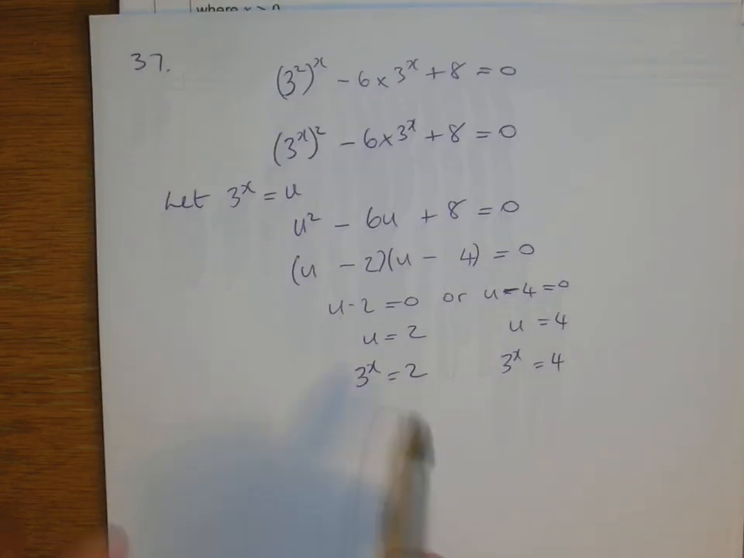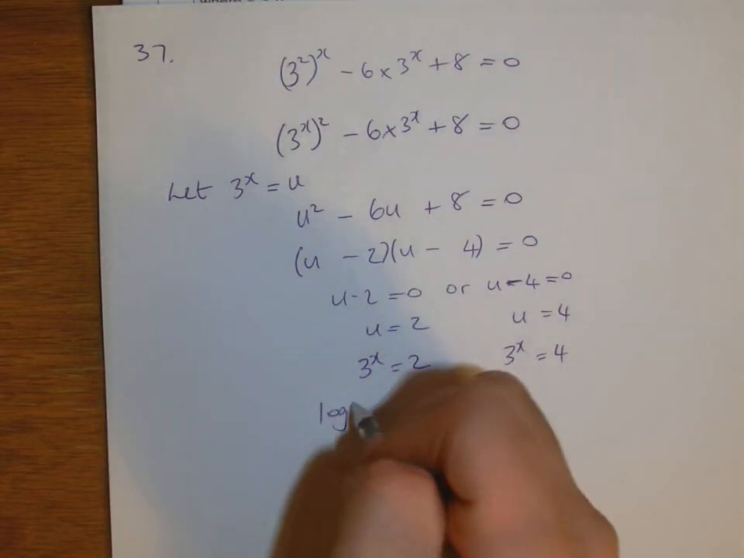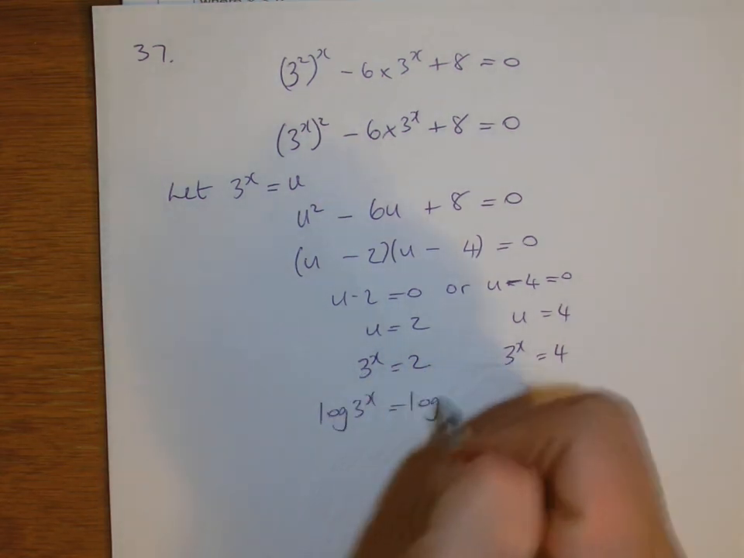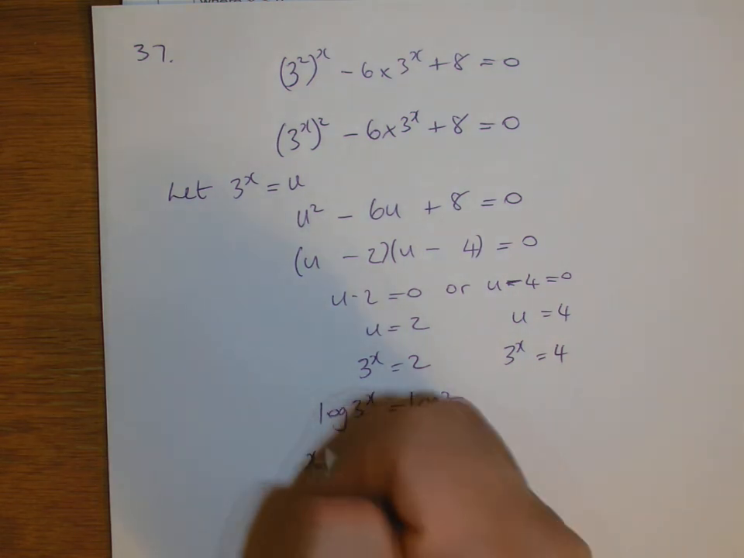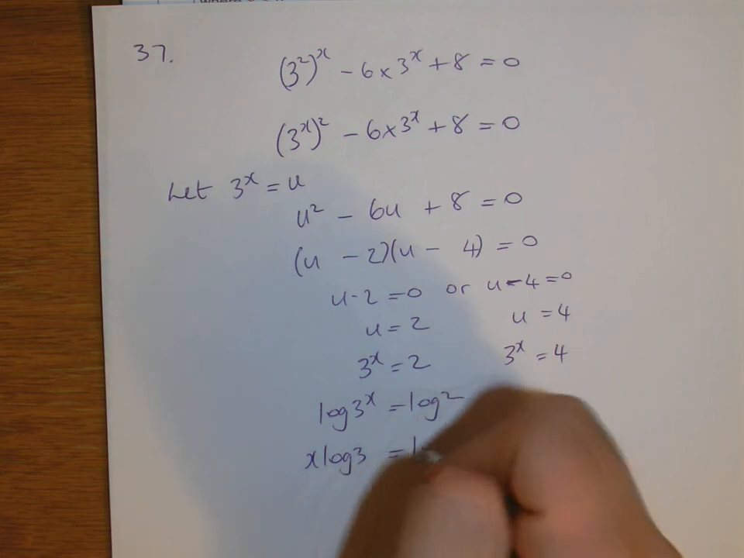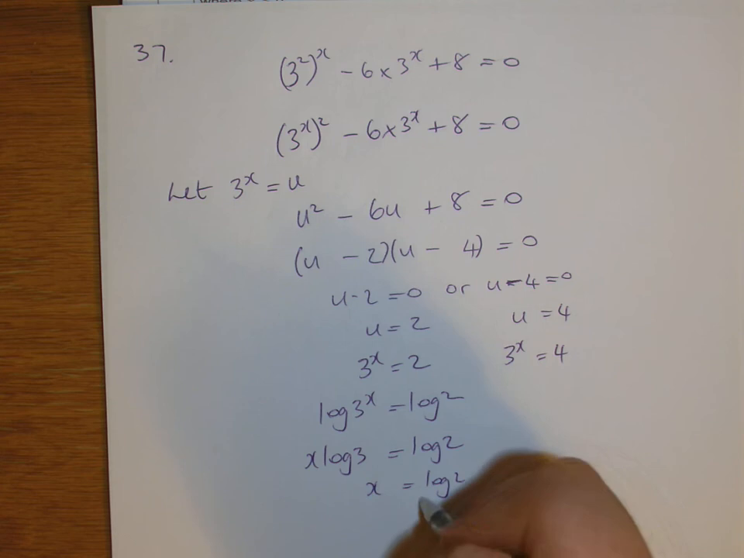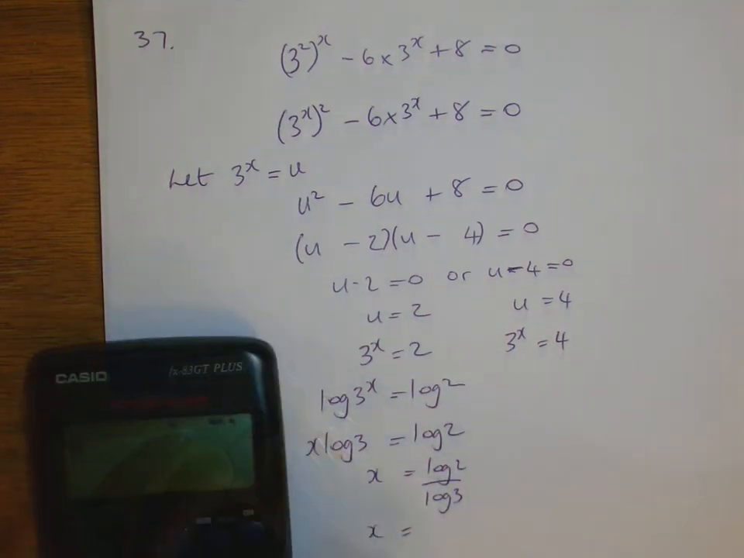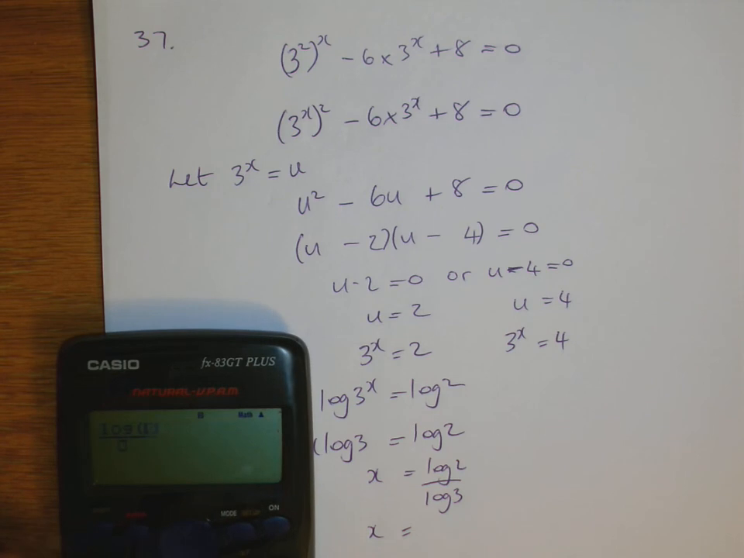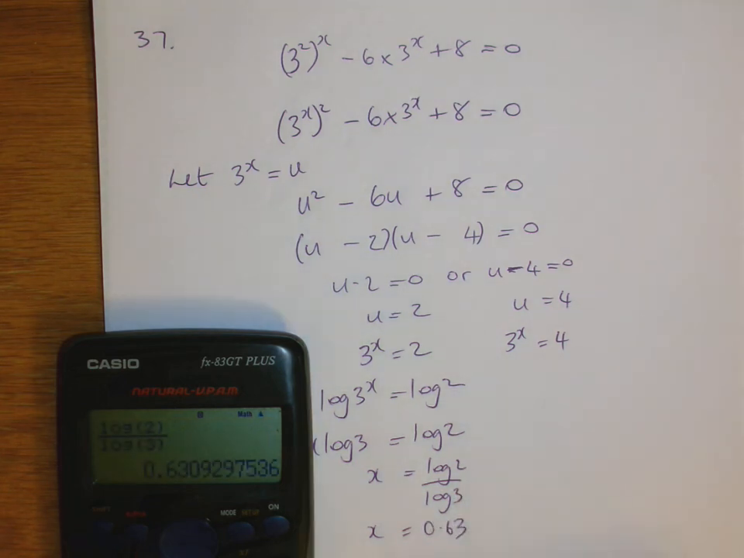Of course, with this now, we can just quite simply take logs. It's really straightforward. So we take logs of both sides. With the logs I can bring that x down as a power, multiply it by log 3, so then you get x equals log 2 divided by log 3. So x will equal, get my calculator, log 2 on the top, log 3 on the bottom, and I get 0.63 to 2 decimal places.